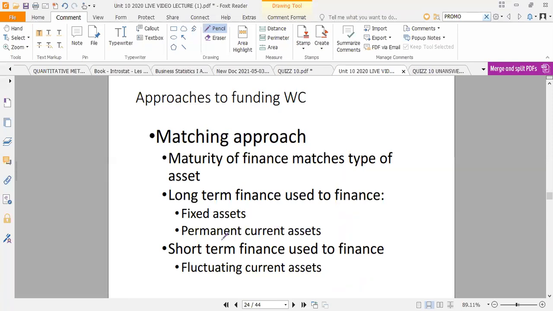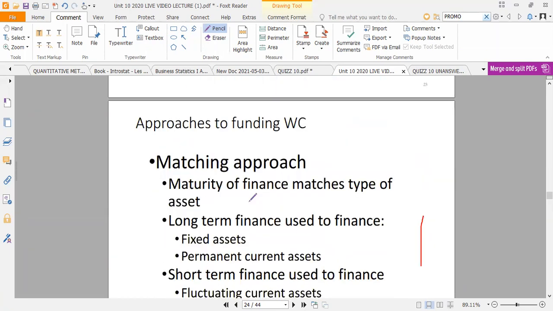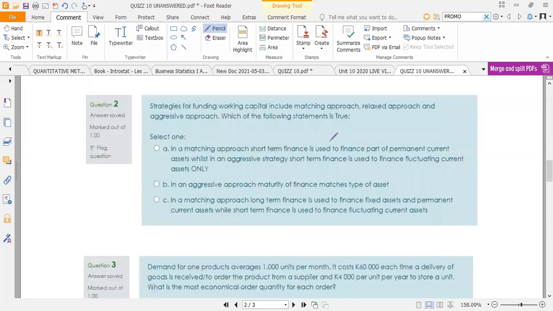Permanent current assets are the top segment of the current assets, which are in the balance sheet, typified in liquidity order. So under the matching approach, we have the two types that I've mentioned, long-term and short-term. When we go to our quiz, there was a question asked regarding statements that are true regarding the strategies on working capital. Strategies for funding working capital include the matching approach, the relaxed approach, and the aggressive approach. Which of the following statements is true?